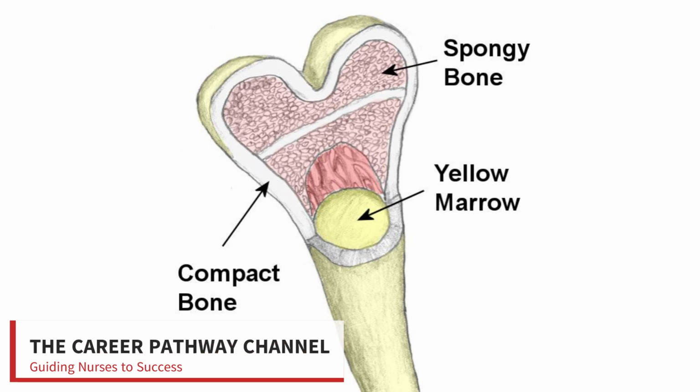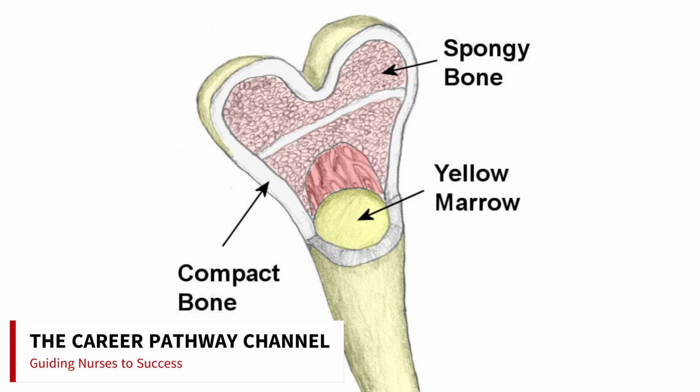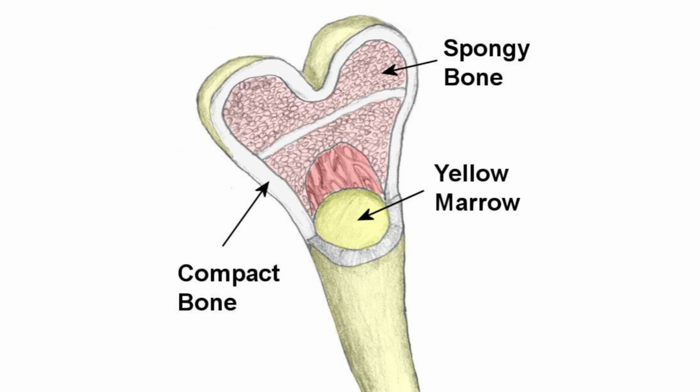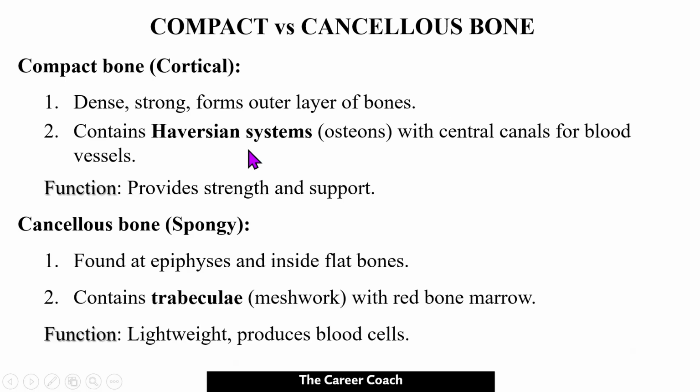It is also made of several parts, such as the central canal, the lamella, the lacunae, the osteocytes, and the canaliculi, including the perforating canal, which is also called Volkmann's canal. So it is the basic structural and functional unit of the compact bone. The functions of compact bone is that it provides strength and support.